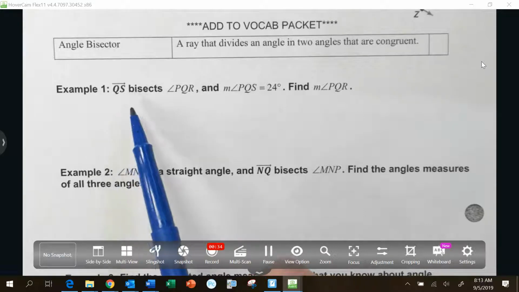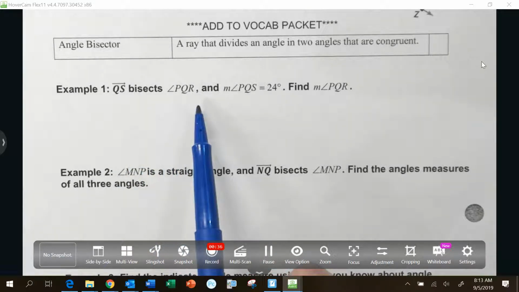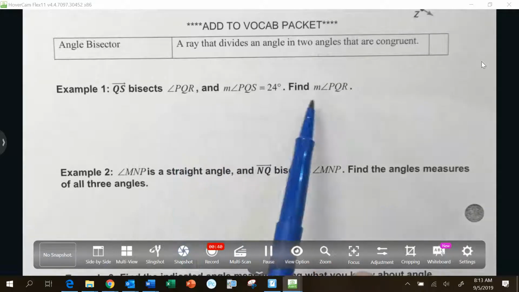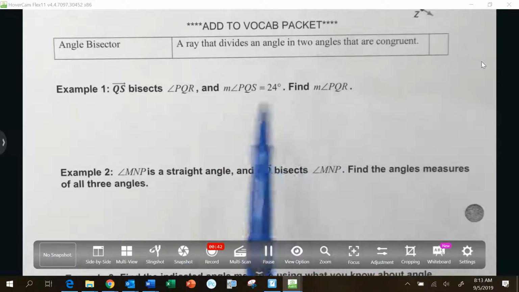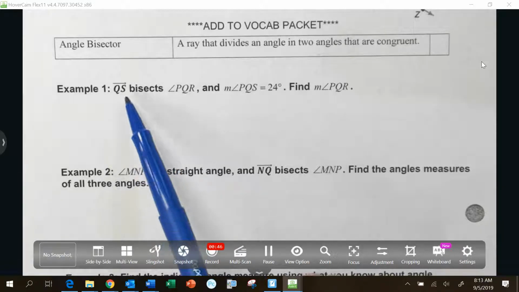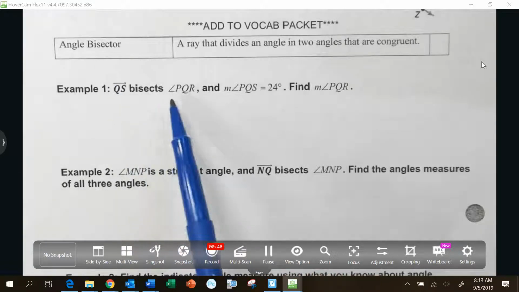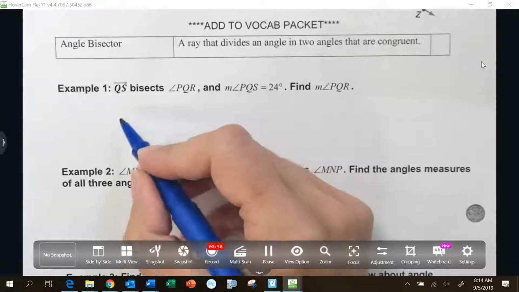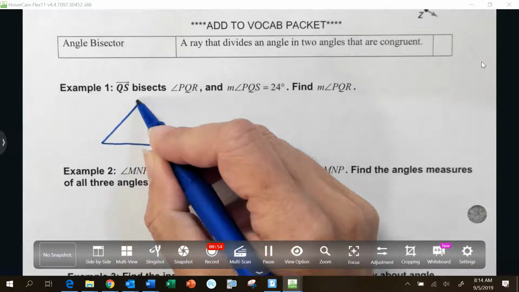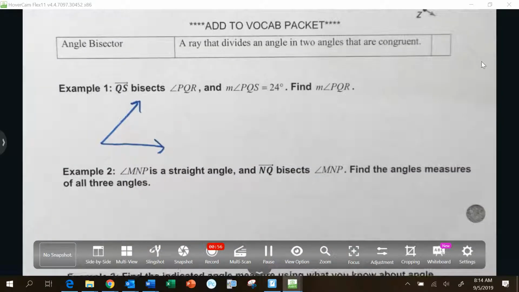Example 1, QS bisects angle PQR, and the measure of angle PQS is 24 degrees. Find the measure of angle PQR. The first thing we're going to do is draw. This says ray QS bisects angle PQR. Let's draw angle PQR. Here's my angle.